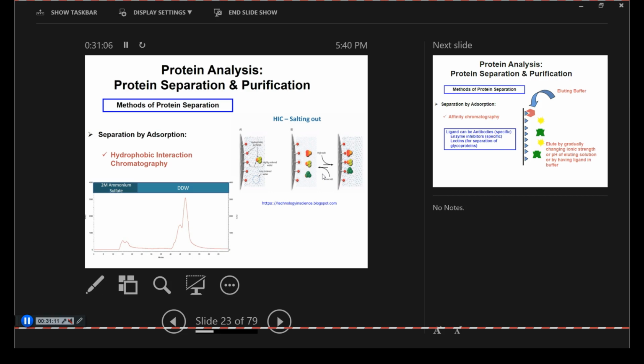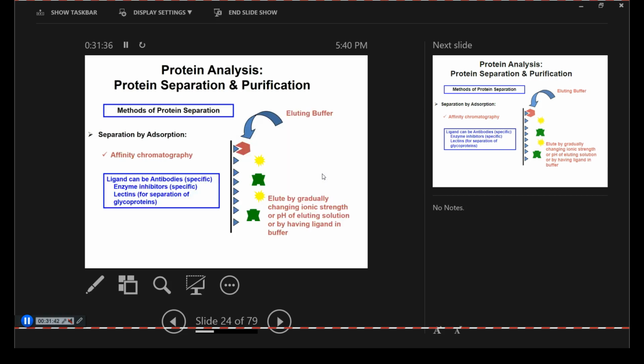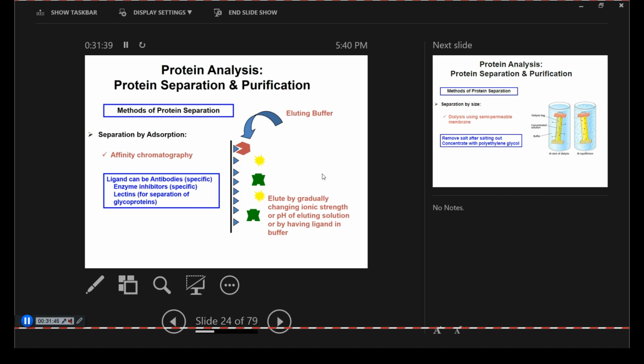We can play with the gradient to gradually decrease the salt from 2 molar to 1.5 to 1 to 0.5 to water. Then we can separate different fractions within the protein. If we're really looking to separate protein fractions and collect different components, we can do that by gradient elution. This is not highly used in industry. It is more on a research scale or more pharmaceutical scale.